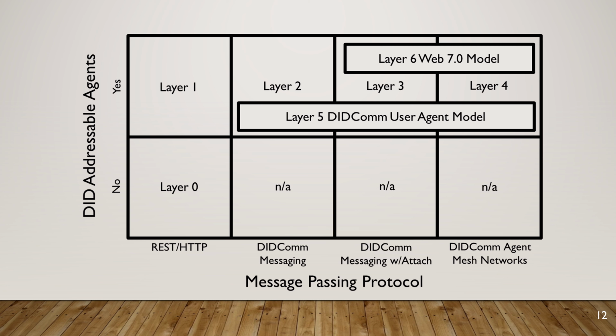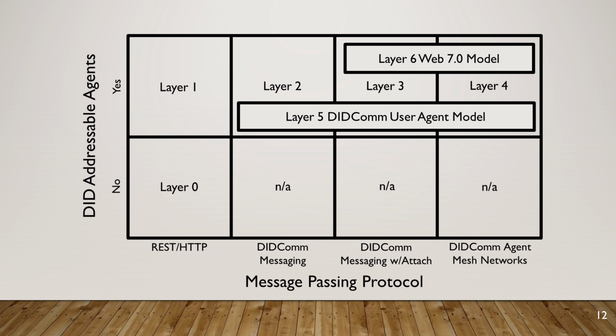We're still doing REST over HTTP. We're still in layer 1. We're still communicating or transmitting simple plain text messages. But we've introduced the concept of DID addressability. So once we're in layer 1, then we move from left to right along the message passing protocol axis. And if you look at the bottom of the diagram there, it says REST over HTTP where we started. Then we go to DIDComm messaging, just basic DIDComm messaging with attachments, and then DIDComm agent mesh networks. So those are layer 1, layer 2, layer 3, and layer 4.